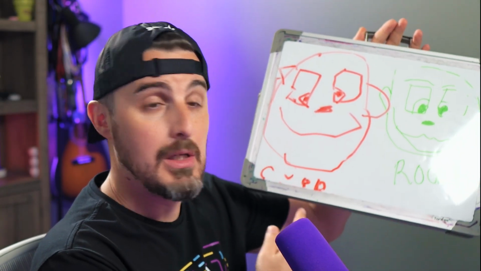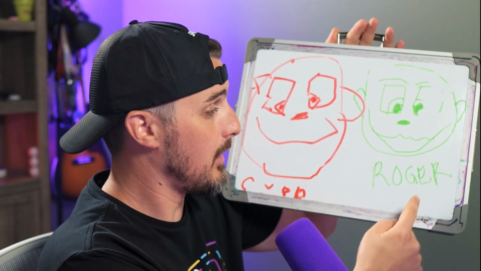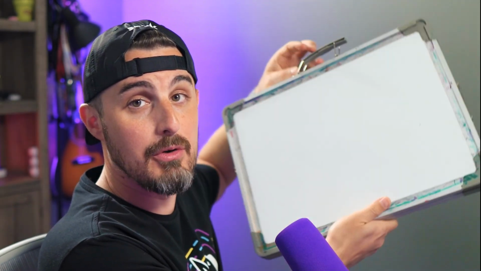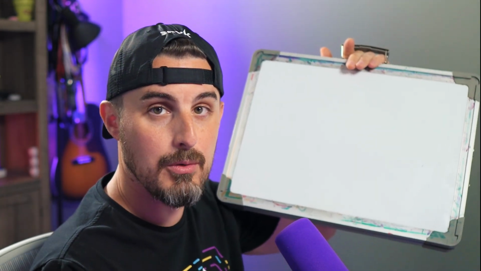Now, in order for us to understand cross-site request forgery and server-side request forgery, I want to illustrate that for you, but instead of doing it digitally, I'm going to use a whiteboard. So I'm going to grab this whiteboard. The only whiteboard I had is my kid's whiteboard, and this was apparently Cupcake and Roger. So we'll use those personas to understand cross-site request forgery first.